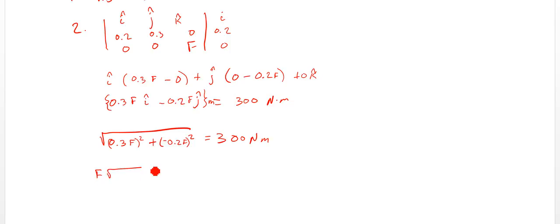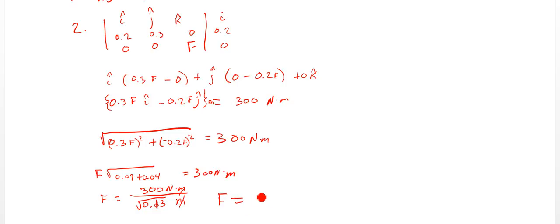So I squared this, and that will get me an F squared. So I'll take the F outside this. 0.09 plus 0.04, 300 newton meters. So F is going to equal 300 newton meters over the square root of 0.13, sorry, square root of that. And that's meters. So my meters will cancel out. And F then will equal 832 newtons.